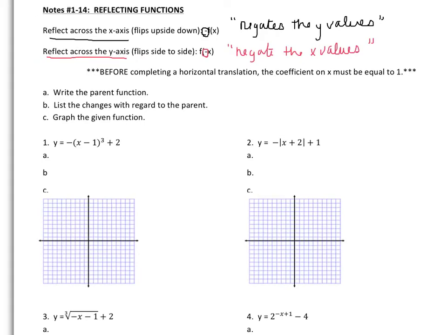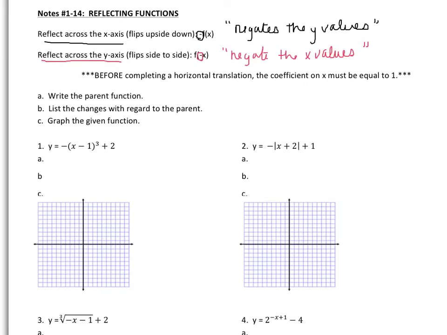Okay, before we work some examples, I want to remind you that before you complete a horizontal translation, the coefficient on the x must be equal to 1. Therefore, if you have a negative x, you're going to have to factor out that negative because the coefficient has to be 1. It can't be negative 1. And we'll show you some examples here in a few minutes.